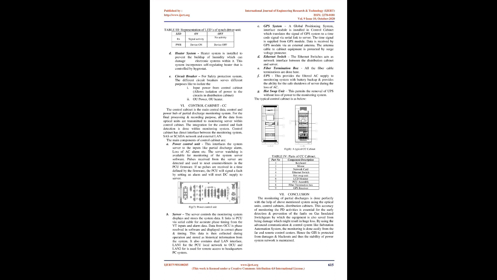The main components of the control cabinet are: A. Power control unit. This interfaces the system server to the inputs like partial discharge alarm, loss of AC alarm, etc. The server watchdog is available for monitoring the system server software. Pulses received from the server are detected and used to reset counters and timers in the PCU firmware. If no pulses are received in a time defined by the firmware, the PCU will signal a fault by setting an alarm and will reset the DC supply to the server.